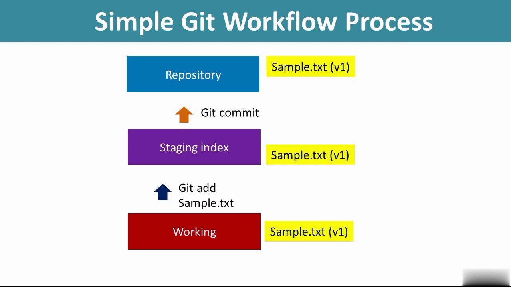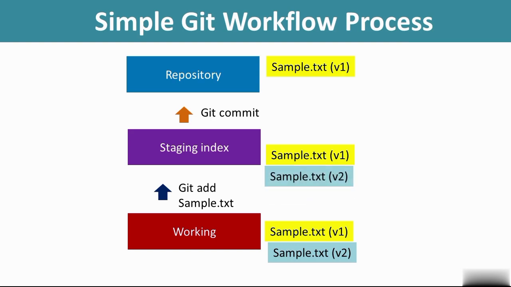Say, for example, we want to edit the same file. We finish editing. That will now become version number 2. So we'll now add that version that we have just edited. We move that into the staging area. Once that file is in the staging area, again, we do a git commit, and that file becomes available to the repository. So now in the Git repository, we have 2 versions of the file.